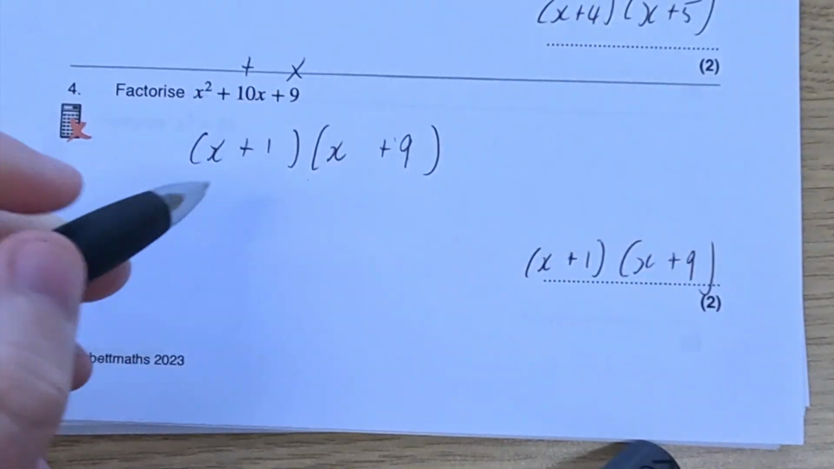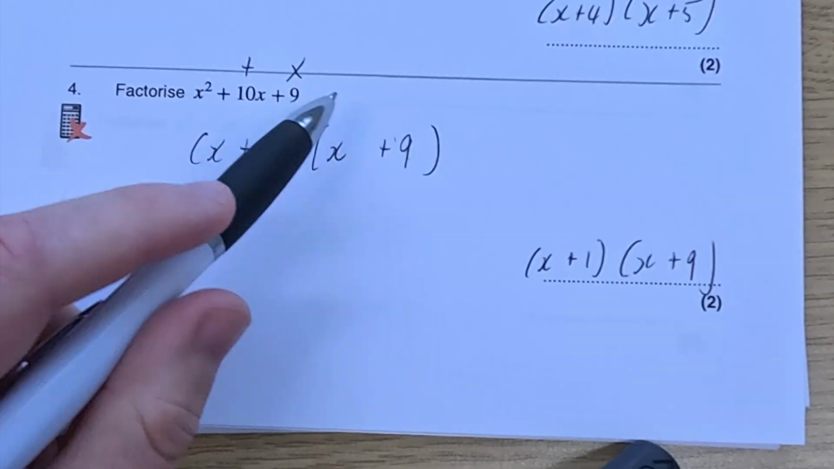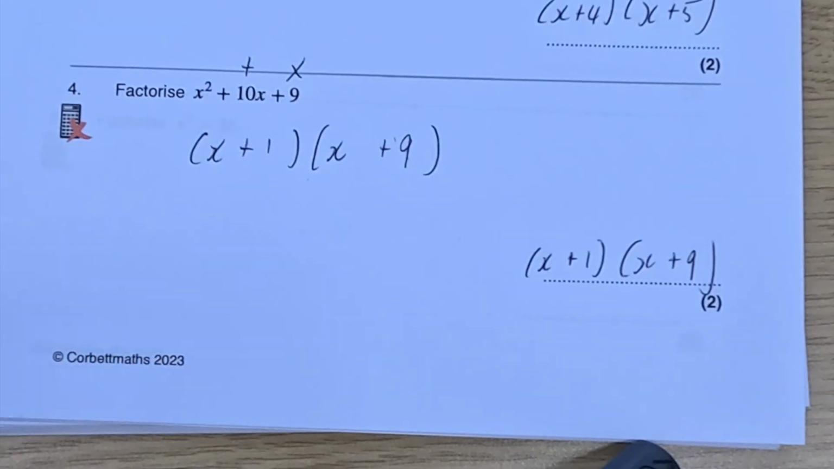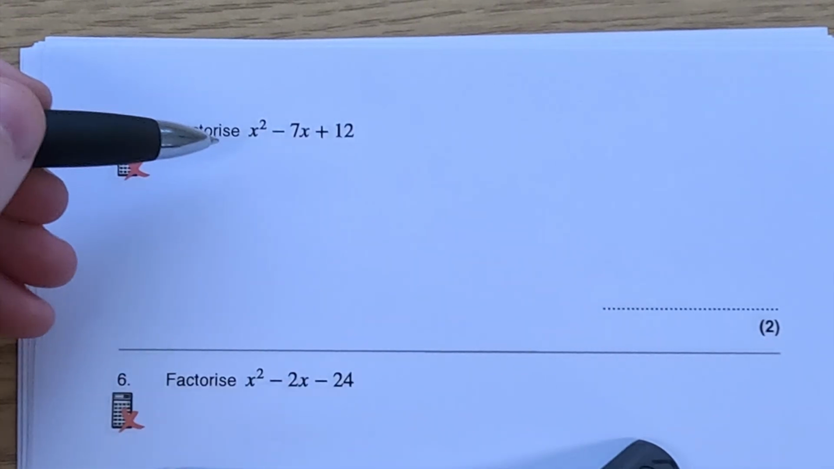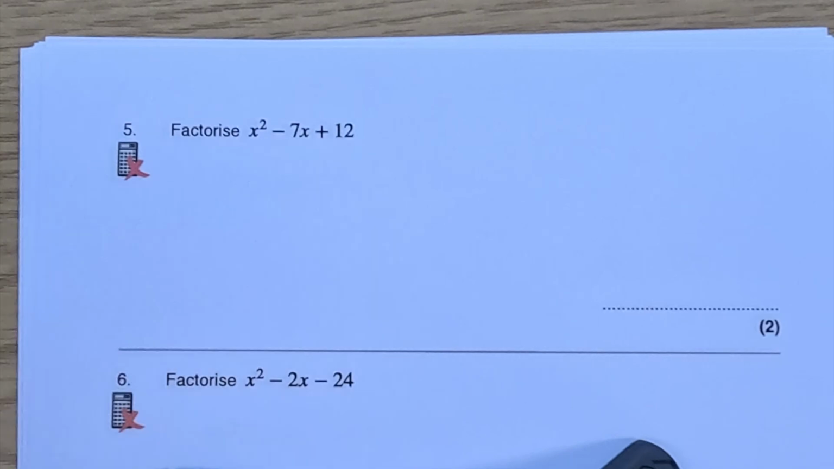And that's it. Those two numbers, 1 and 9, they times together to be 9 and they add together to be 10. And that's it. We've factorized it. Okay, let's look at our next question, question number 5. We've been asked to factorize x squared minus 7x plus 12.